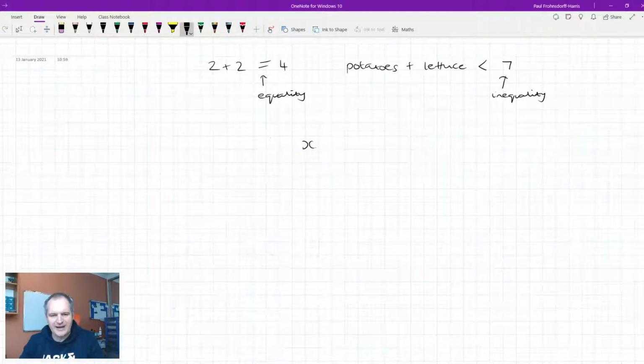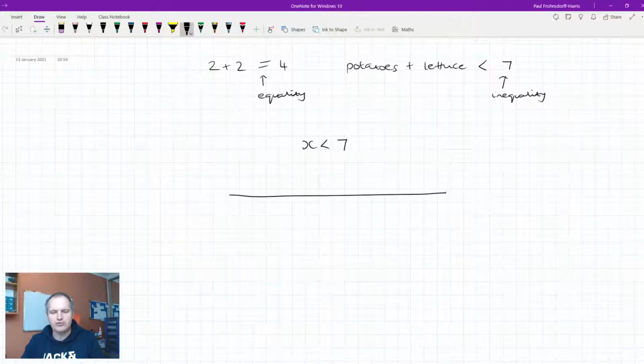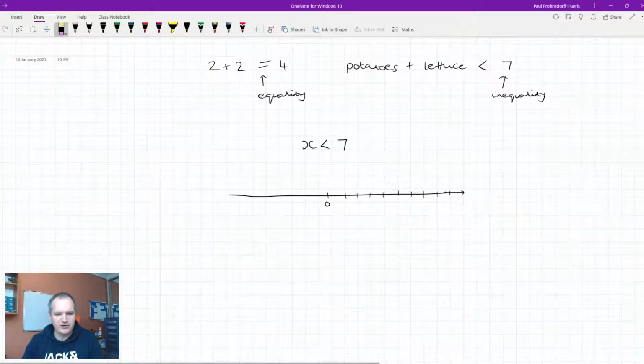Now, how does this work? Well, if we've got something like x is less than 7, I could easily have x being a number. What we can do is we can draw it on our number line. We draw a straight line. We write where 0 is. 1, 2, 3, 4, 5, 6, 7, 8, 9. And an arrow goes on to show the number line goes on forever. Then we've got here 1, 2, and I'm going to put a 0 here. And I want a slightly thicker line.